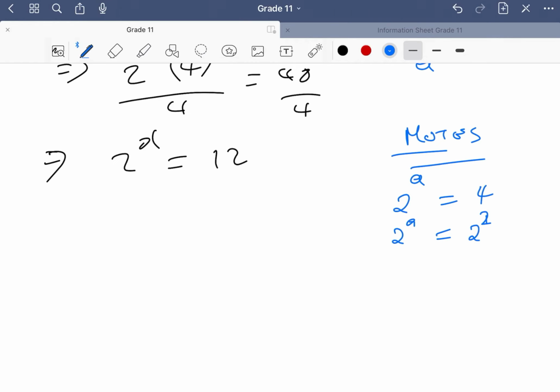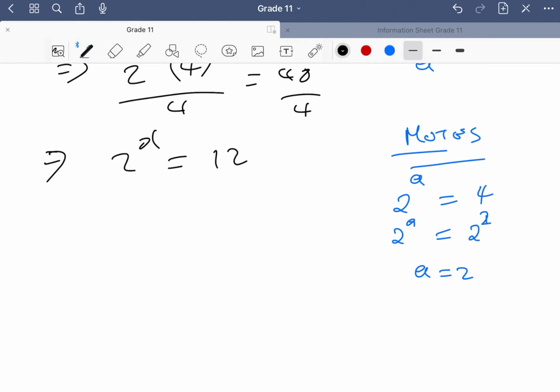Now the rule says if these bases are the same, therefore the exponent should be the same. So a is equal to 2. That's how you will solve for a. Even with this problem, of course, there's another way of doing this. You can use logarithms and whatnot. Check out other videos, where I teach both the exponential way of solving this problem, and also the log functions or natural log methods. But this is applicable for exponents as well.